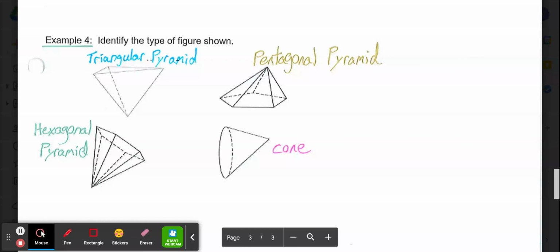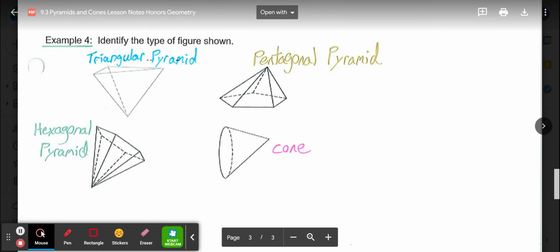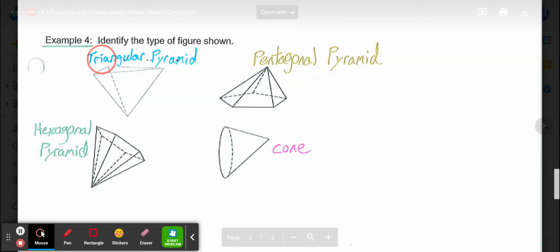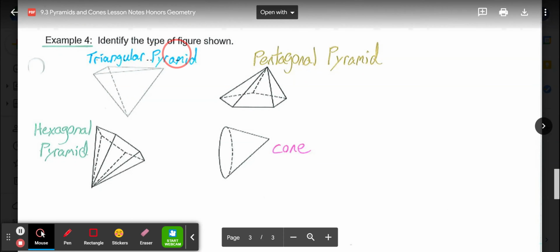Moving on to example 4. Tells us to identify the types of figures shown. So remember, all pyramids are named based off of their base shape. So in this case, every shape is a triangle. So it would be a triangular pyramid.